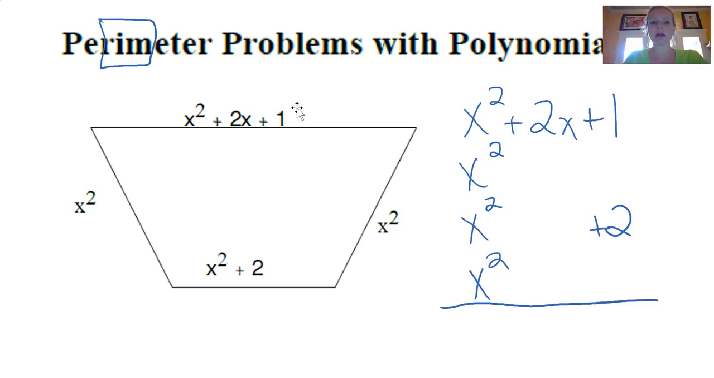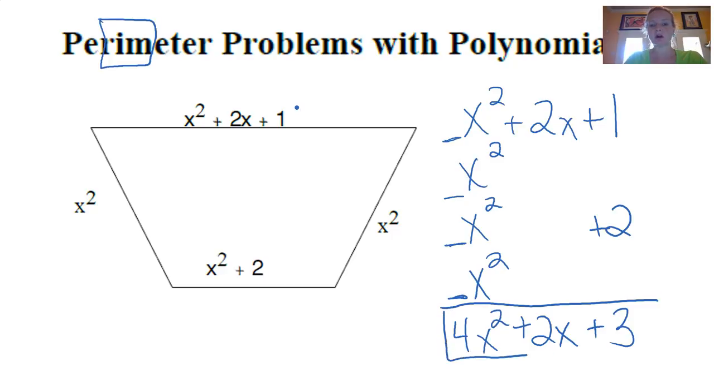Now all I have to do is combine like terms. 1 plus 2, that's a positive 3. I only have 2x. That's all the x's I have. I just have 2 of them. Now x squared. I have a lot of x squareds. Remember that the number in front is assumed to be a 1. So I actually have 4 of them. I have 4 x squareds. So after I've totally completed combining my like terms, I have 4x squared plus 2x plus 3.